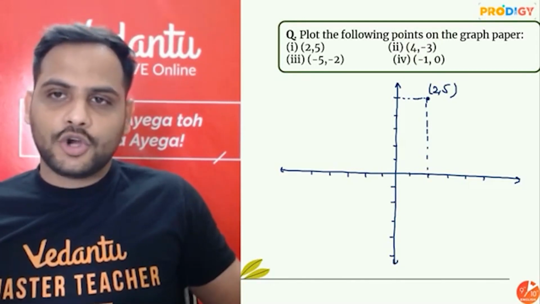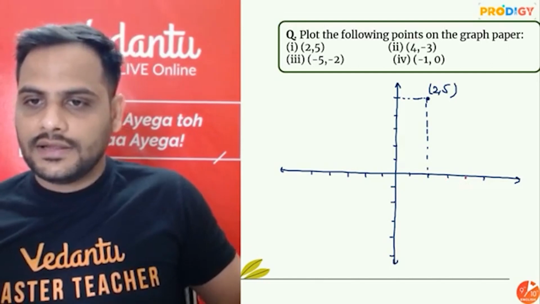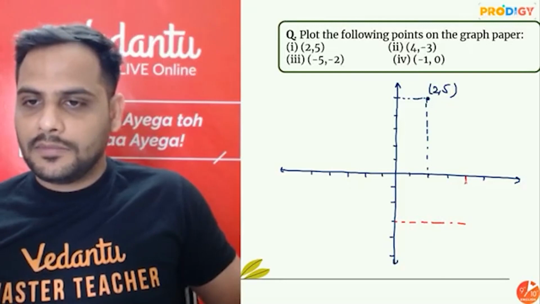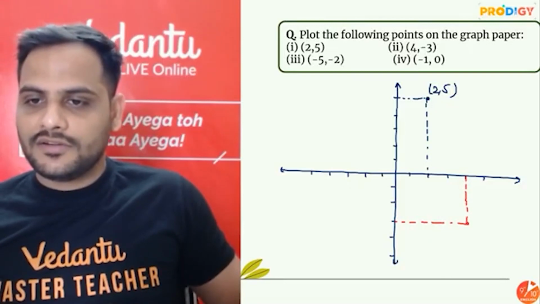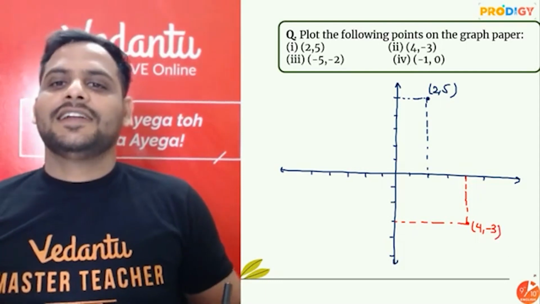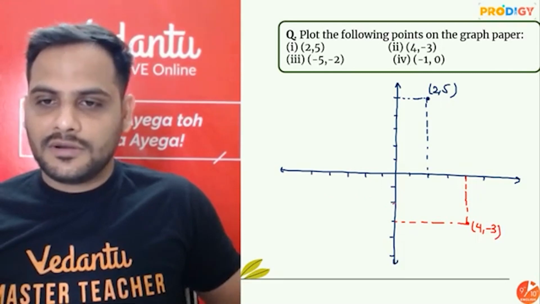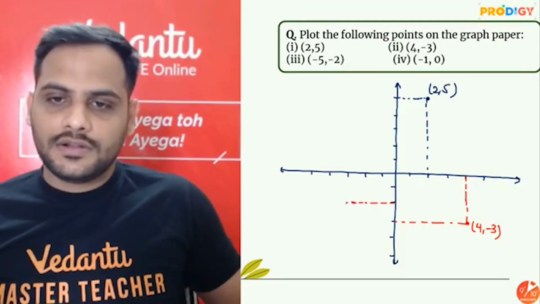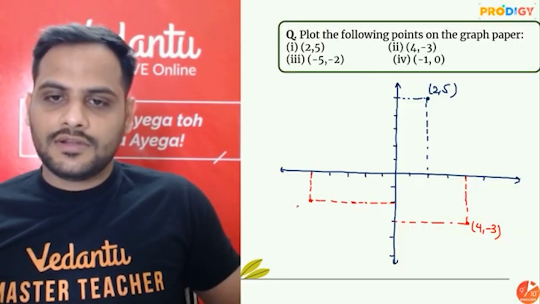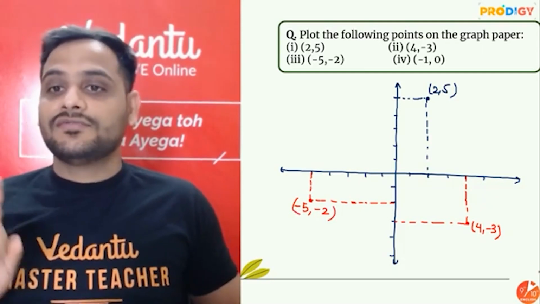Then we have 4, -3. So x coordinate 4, all right, and y coordinate -3 over here. So let us draw and make them intersect. So they both will be intersecting over here, which will be 4, -3. All right, -5, -2. X coordinate -5 over here, y coordinate -2 over here. Let us meet these two lines also. Okay, here we have got -5, -2.